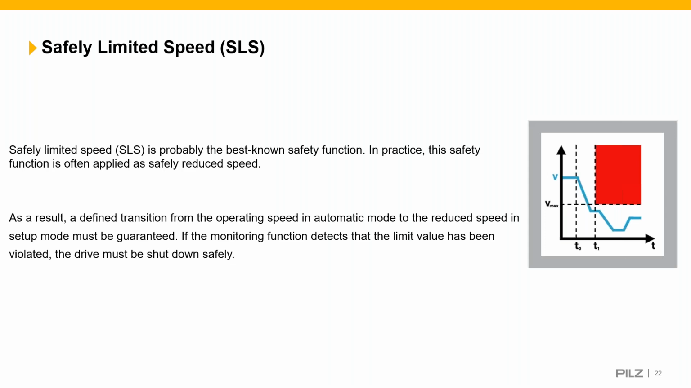must be guaranteed. If the monitoring function detects that the limit value has been violated, the drive must be shut down safely. The manner in which the shutdown is achieved depends on the application. So it's best to aim for defined braking using the SS1 function, followed by removal of the power generating energy. So just different versions of a very similar theme, it just depends in which order you apply them.